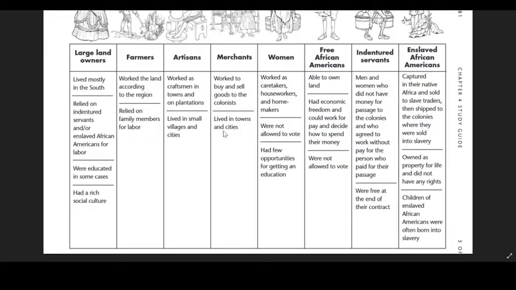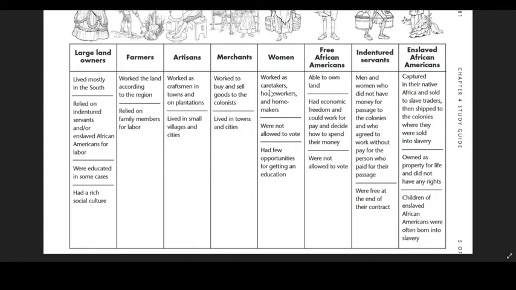Merchants worked to buy and sell goods to the colonists. They lived in towns and cities. Again, they needed to be where many people are. The more people pass by your shop, the more money you can make because people see your products and then they come in. If there's only 2 people that come by each day and one of them walks in, that's only one customer. But if you have 100 people walk by each day and 10 people come into your store, then you're selling things to a lot more people. So the more people that pass by your store, the better off you're going to be.